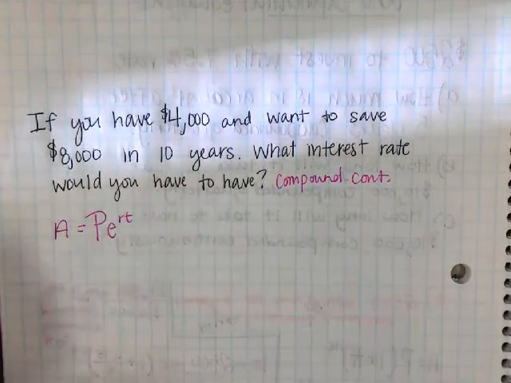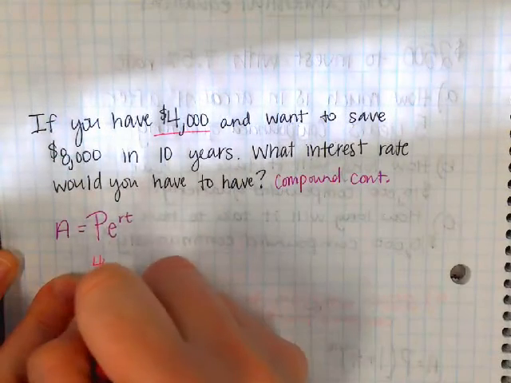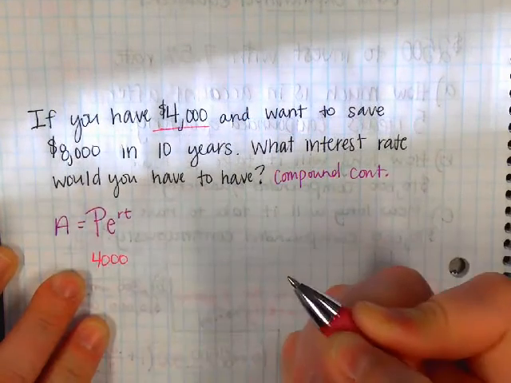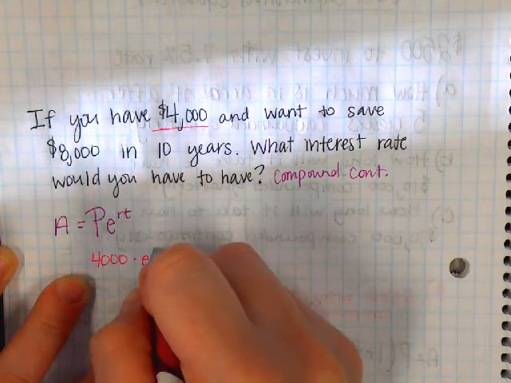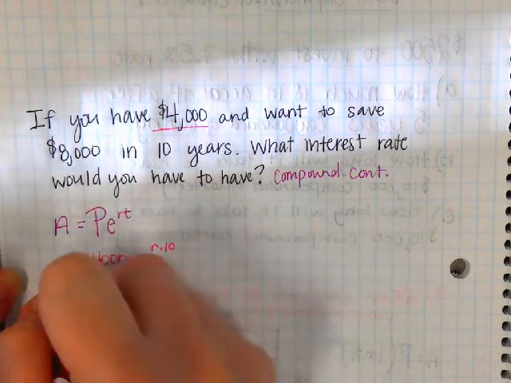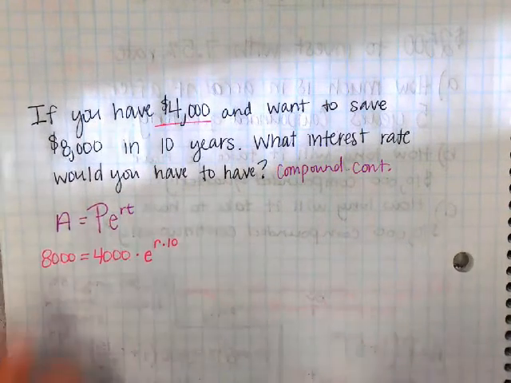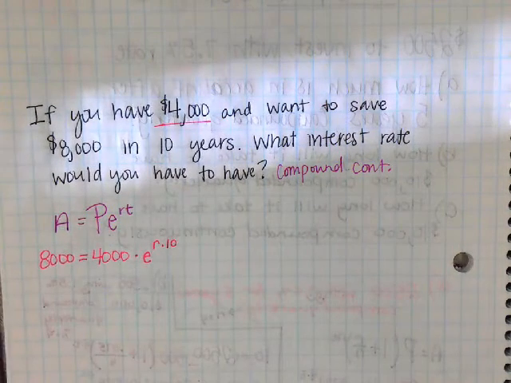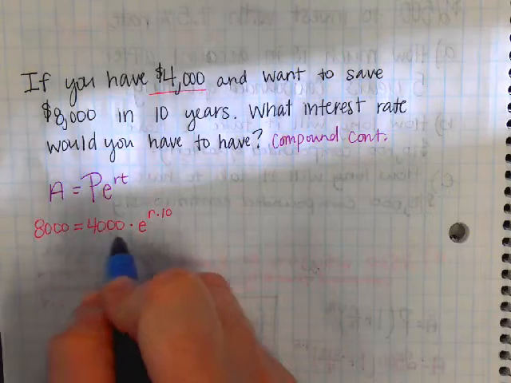So again, use PERT. P-E-R-T equals A. So the principal would be that 4,000. So 4,000. Sorry, the sun is coming in my window now. Times e. Notice we don't have the rate, but we have the time. And then we want $8,000 in the account.